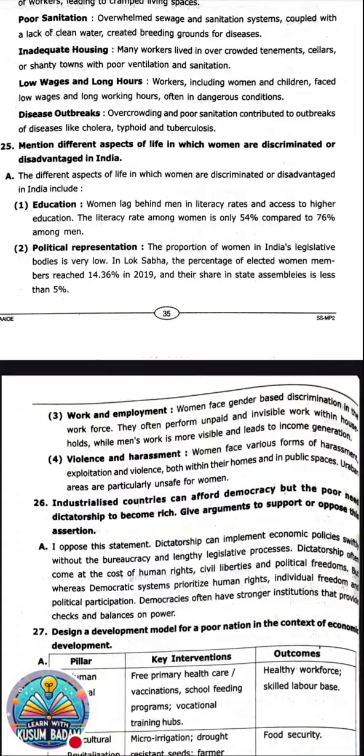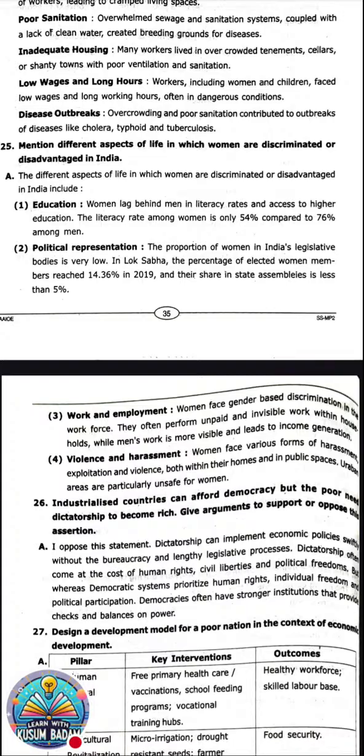Women lag behind men in literacy rate and access to higher education. The literacy rate among women is only 54% compared to 76% among men. So why is there a lower literacy rate? The reason is they don't want to spend more on a girl compared to a boy. Only 54% literacy rate is there in women, whereas in men it is 76.